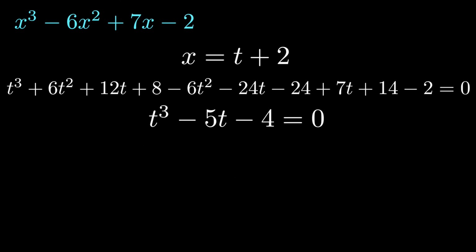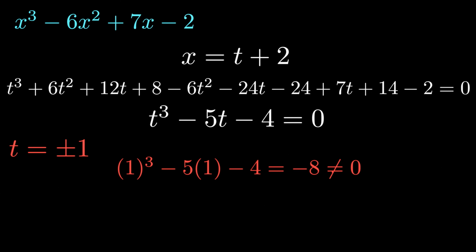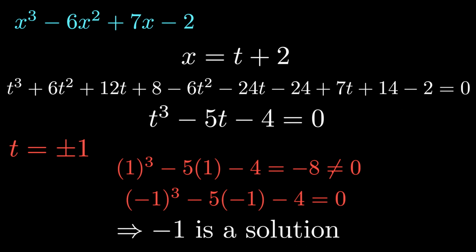Well, clearly 0 isn't a root, so we're going to start by letting t be equal to plus or minus 1. If we let t equal 1, we have 1 cubed minus 5 times 1 minus 4, which is equal to minus 8, and that doesn't equal 0, so 1 isn't a solution to our equation. If we let t equal minus 1, we have minus 1 cubed minus 5 multiplied by minus 1 minus 4, which does in fact equal 0, so that tells us that minus 1 is a solution to our equation.